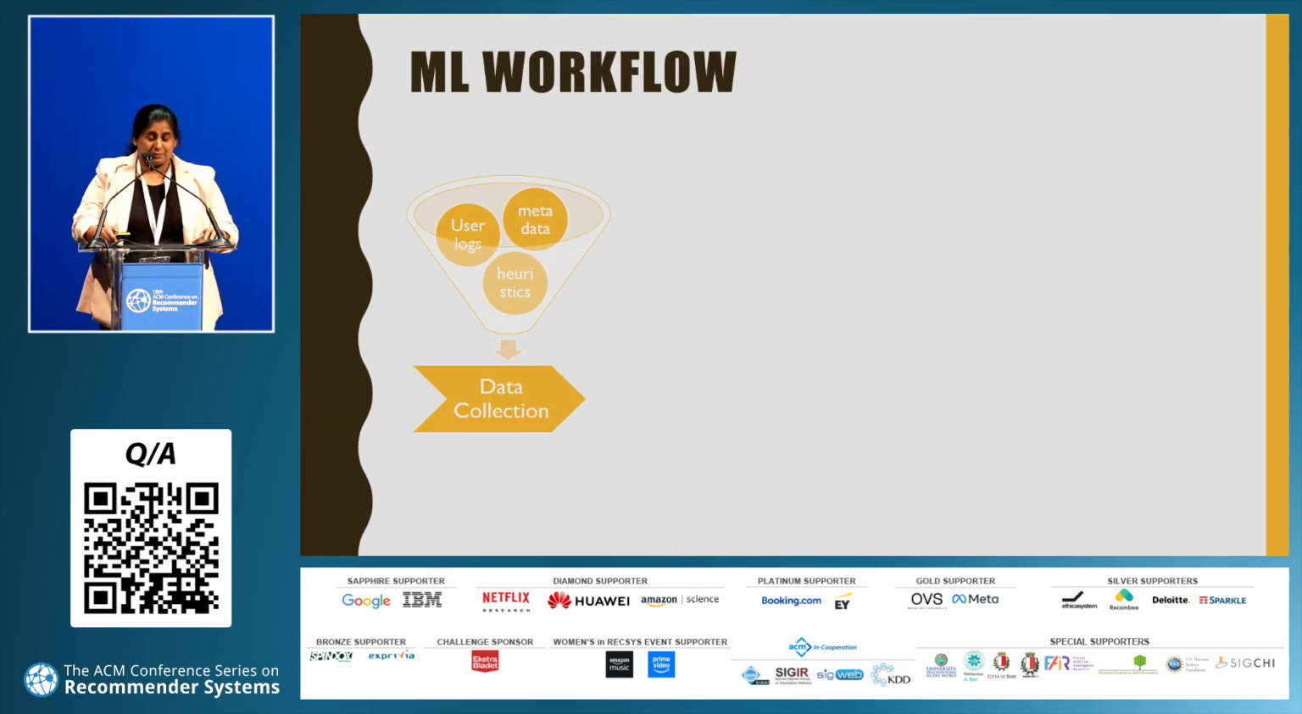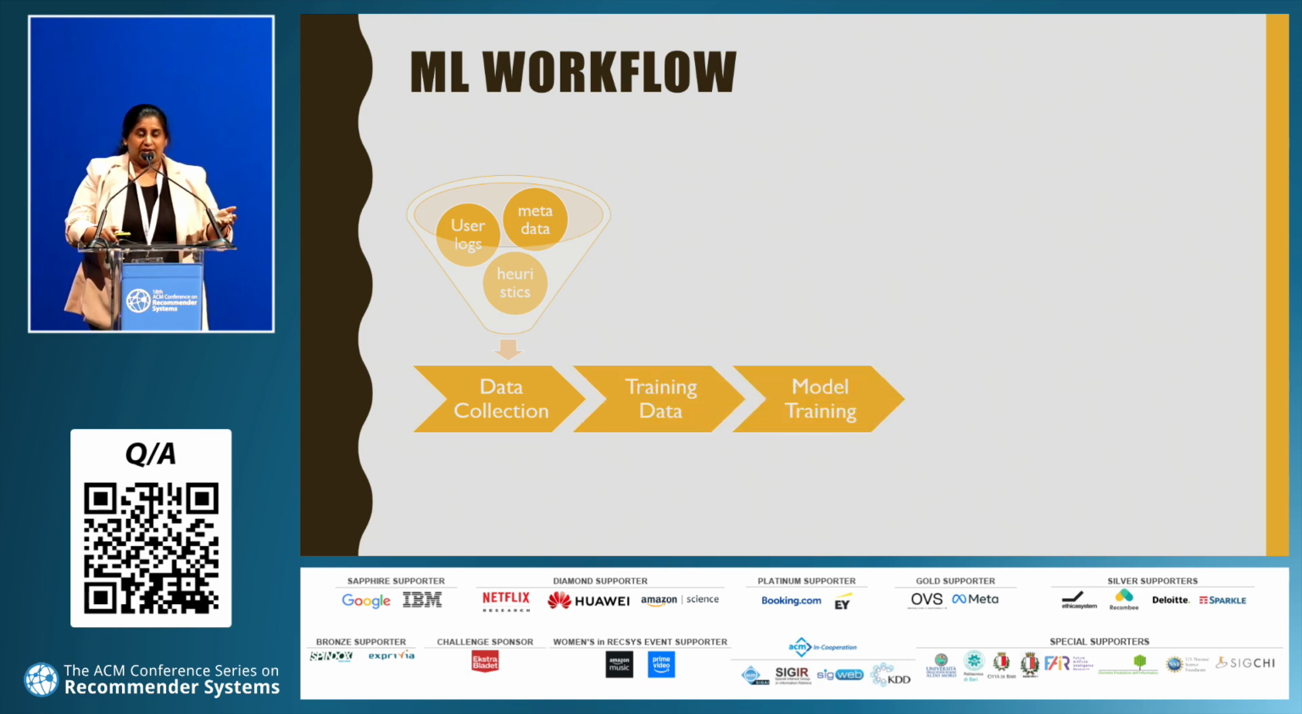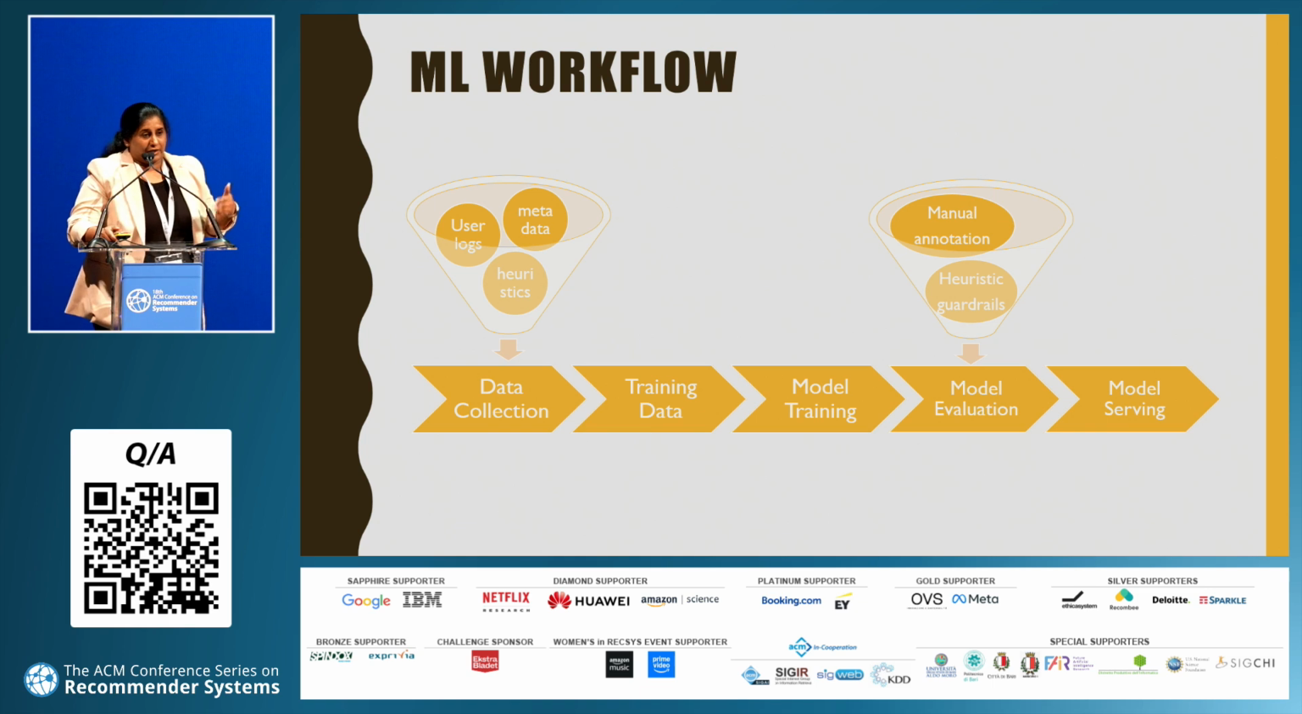This is a typical ML workflow that we have for building a semantic model. We collect all the data that we have, which is essentially metadata, user logs, and some heuristics. And now we massage the data to get into a format for training the model, which is like creating the positive pair examples. And now we do model evaluation on top of validation, which includes manual annotation, some guardrails, and then we serve the model.